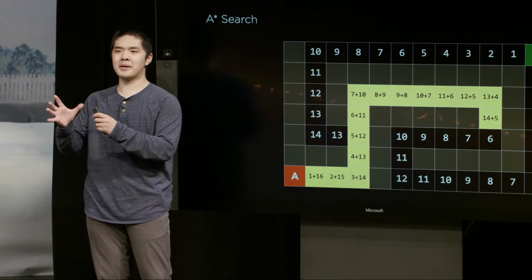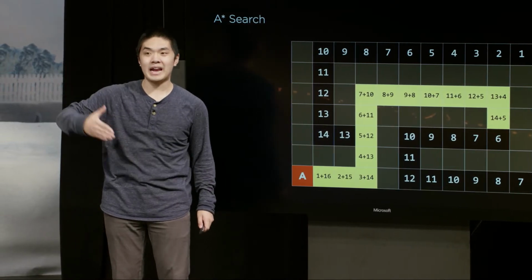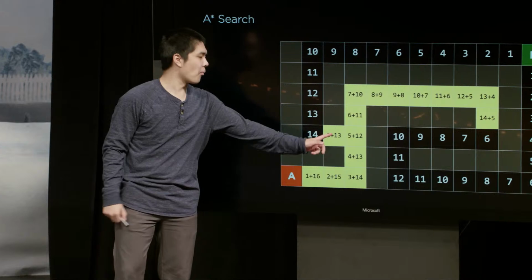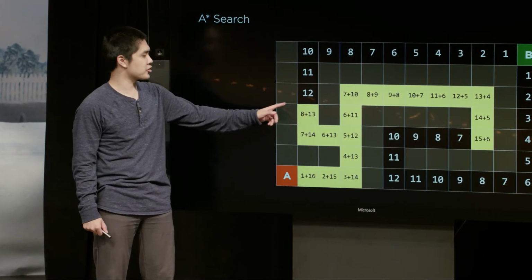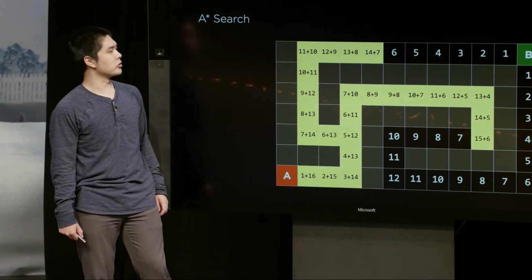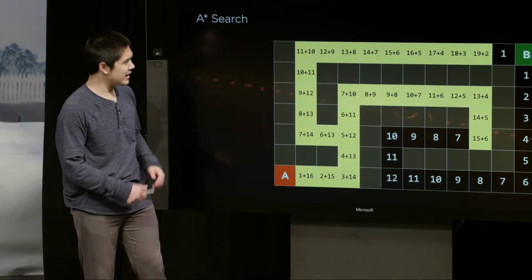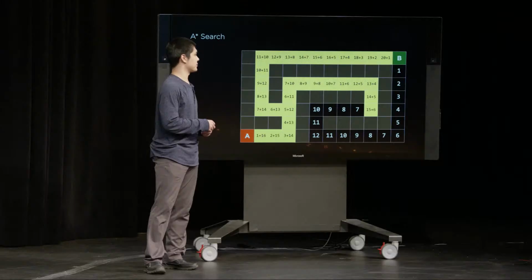So by combining information about how far we've traveled and how far is left to go, we can make a more intelligent choice. We can say, you know what, let's go ahead and try this path, and A star then will ultimately be able to find its way to get from the starting point ultimately to the goal.